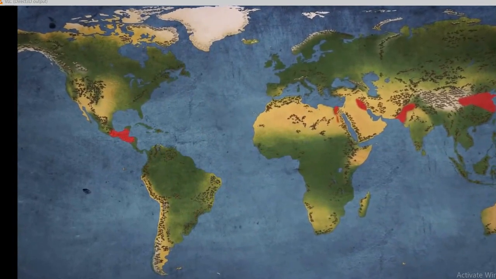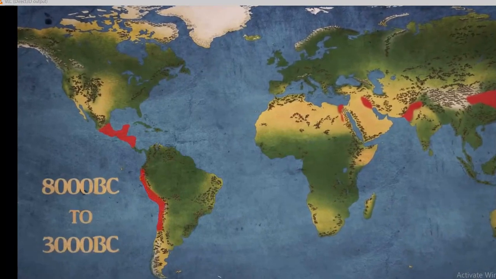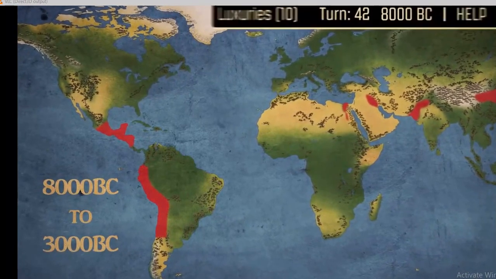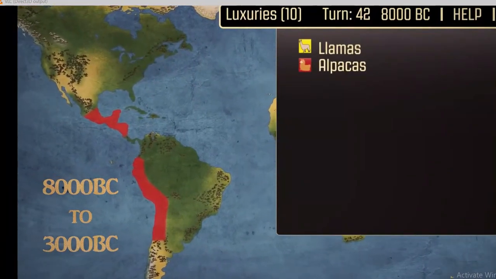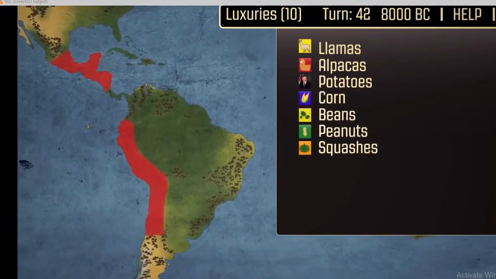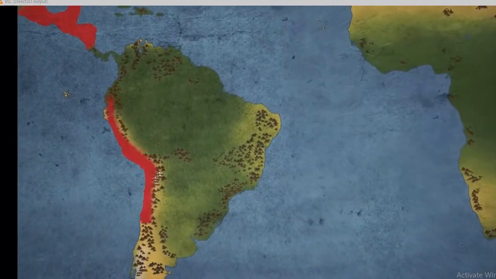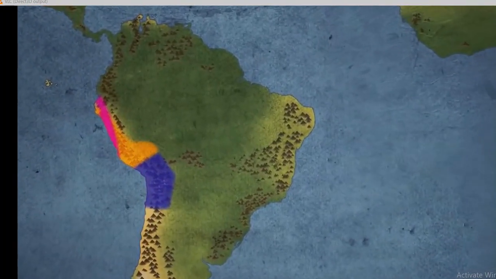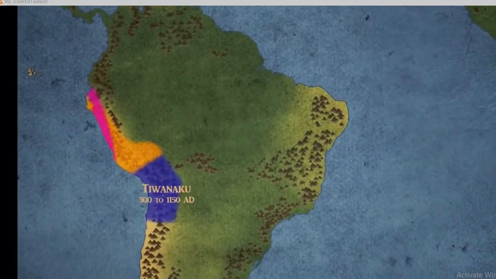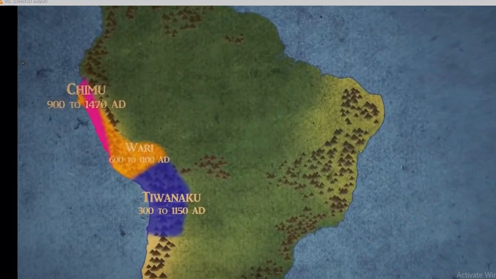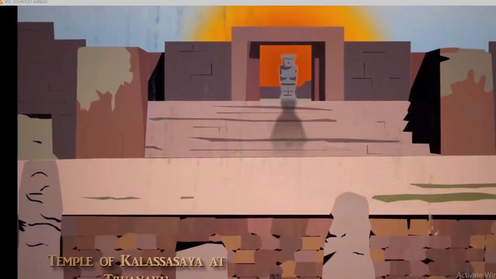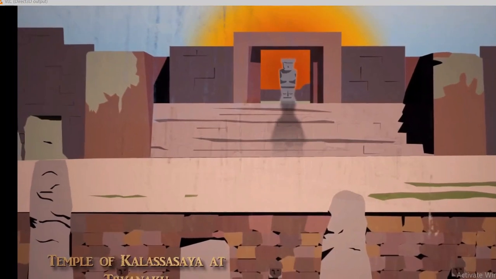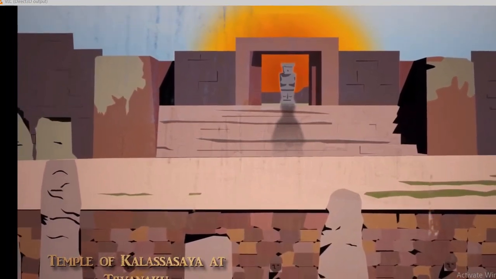Ancient Peru was one of the ancient cradles of civilization, and between 8000 and 3000 BC, the people there domesticated llamas and alpacas, along with an immense variety of crops such as potatoes, corn, beans, peanuts, squashes, and quinoa. From these early agricultural societies, a series of complex cultures emerged, such as Tiwanaku, Wari, and Chimu. By 900 AD, states like Tiwanaku were erecting huge stone structures, building highways and canals, and maintaining a capital of 50,000 people at a time when London had around 30,000, all at 3,000 meters above sea level.